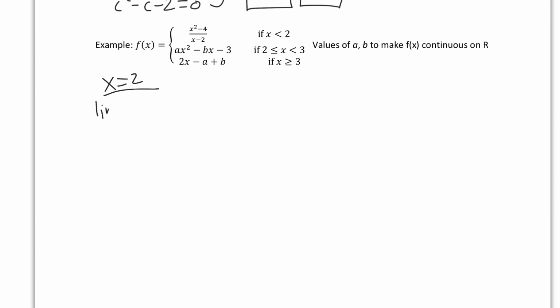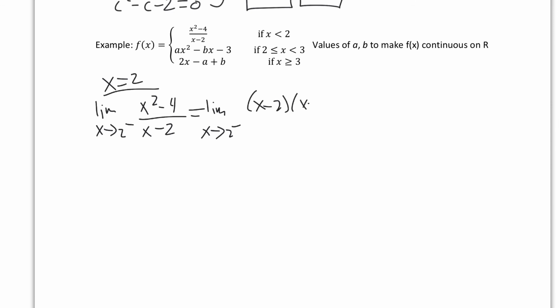So we have the limit as x approaches 2 from the left. That means we need the (x squared minus 4) over (x minus 2) piece. If I plug that in, I get 0 over 0, so I definitely think I should factor. The limit as x approaches 2 from the left of (x minus 2)(x plus 2) over (x minus 2). Cancel out those factors, and I get simply the limit as x approaches 2 from the left of x plus 2, which is 4.